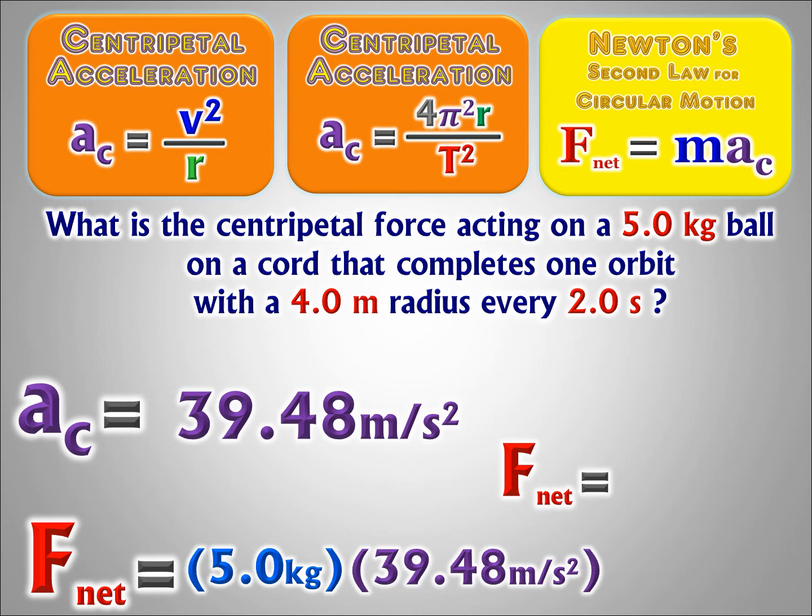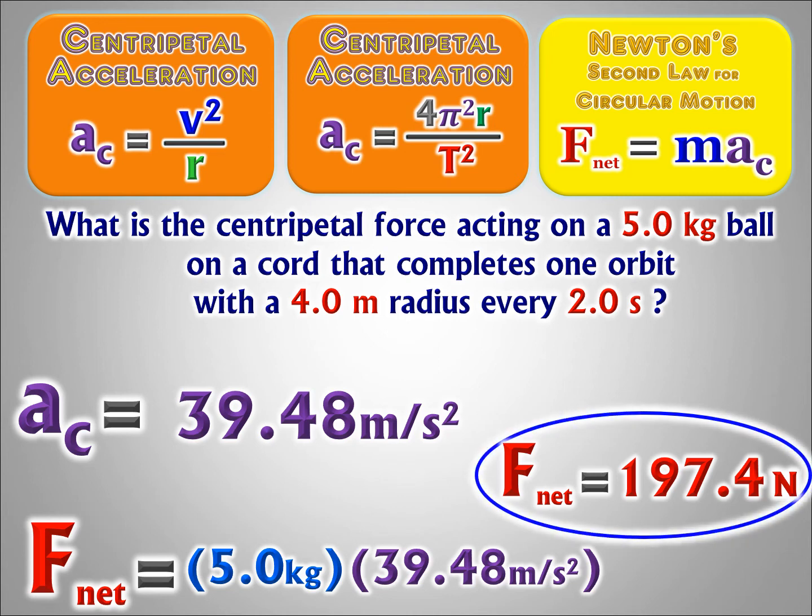Well, let's see what we get here. What are our units going to be, by the way? Well, kilogram meters per second squared. Oh, yeah, there's another way to write that, isn't there? Newtons. Of course, we're solving for a force. And we get 197.4 newtons. That's our answer. The centripetal force acting on a 5.0 kilogram ball on a cord that completes one orbit with a 4.0 meter diameter every 2.0 seconds, whoa boy, is 197.4 newtons. And yes, that is the net force, because in circular motion, the centripetal force is the net force. Boom.